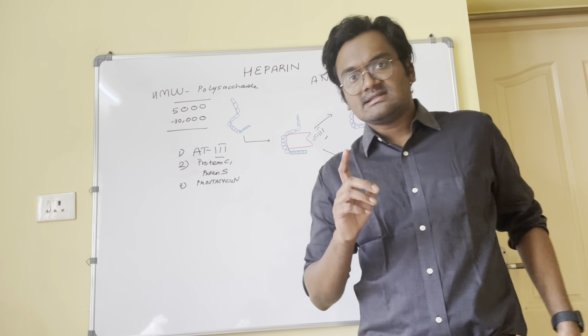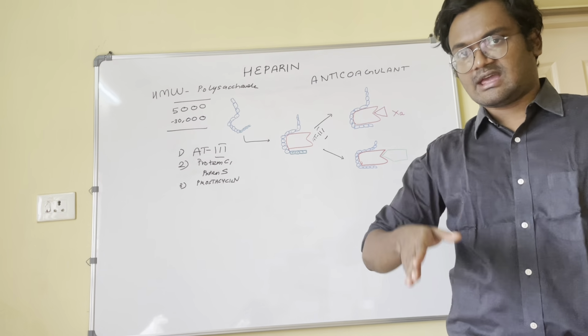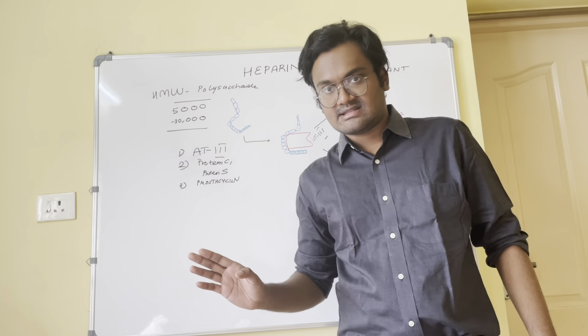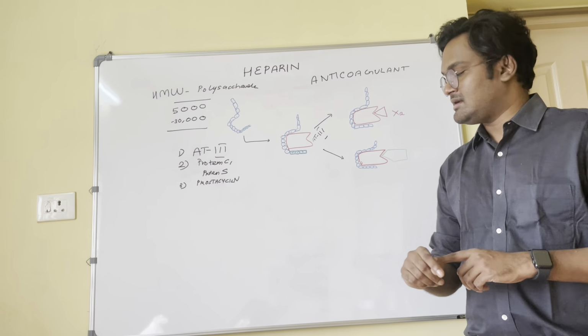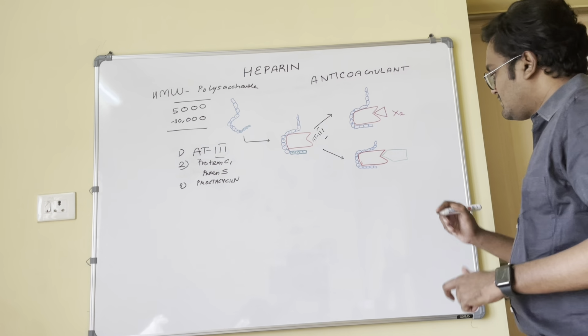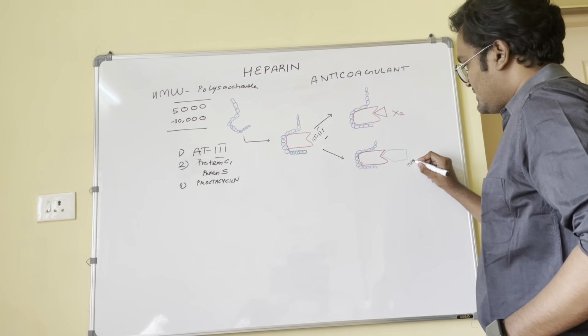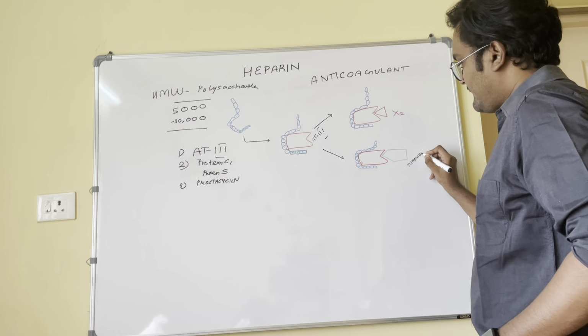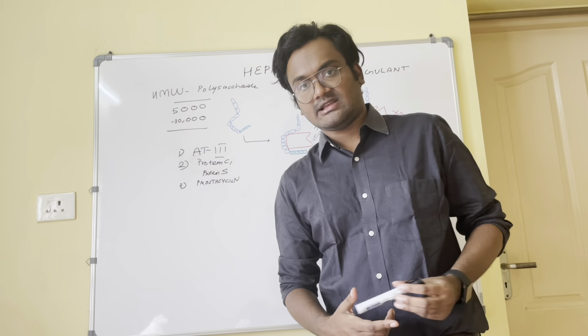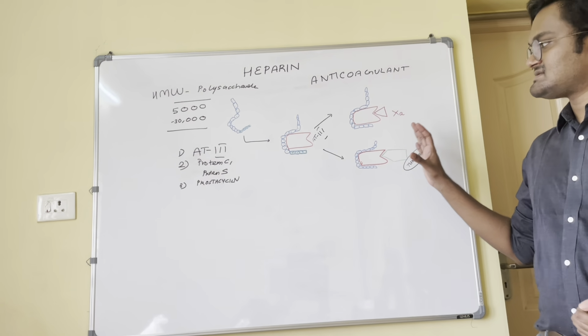Factor 10A is an important part of the coagulation cascade. It's a coagulation factor; it binds to it and deactivates it. This is one. Second, it binds to another molecule, thrombin. What is thrombin? Thrombin is a procoagulant molecule, a coagulation factor, and heparin inactivates thrombin.